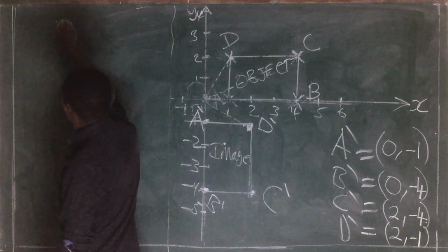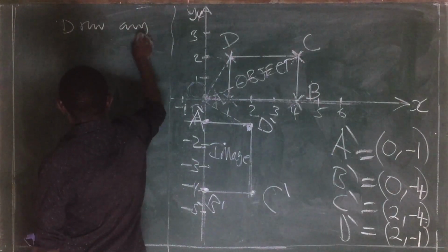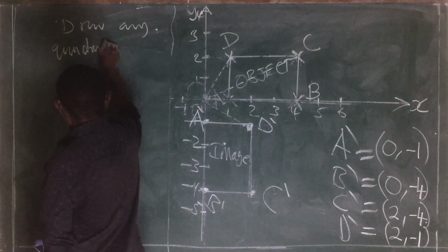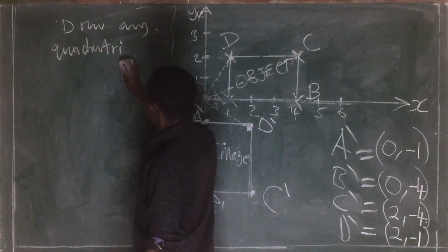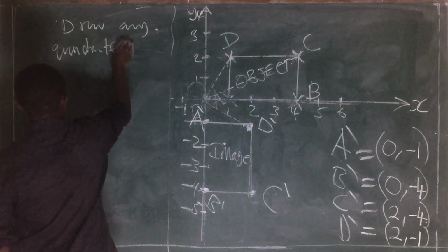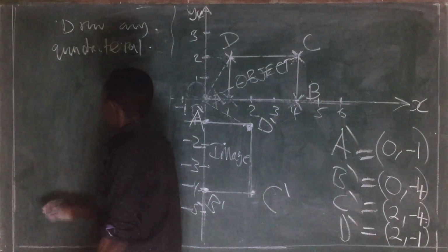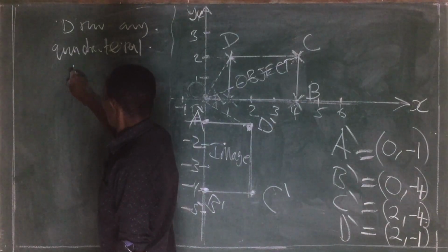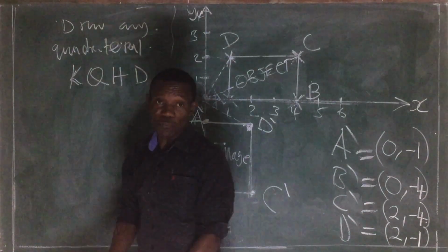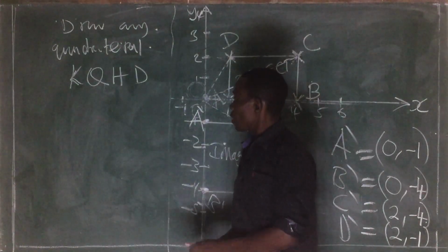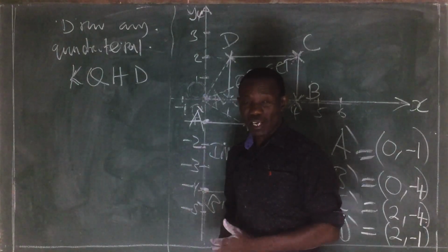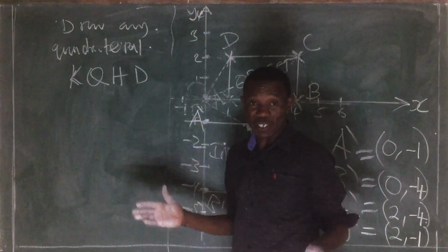You draw a quadrilateral described by the following vertices K, Q, H, D, right? You know, a quadrilateral is a four-sided polygon. You can draw a parallelogram, or maybe a rectangle, kite, rhombus, etc. So I'm talking of any quadrilateral.